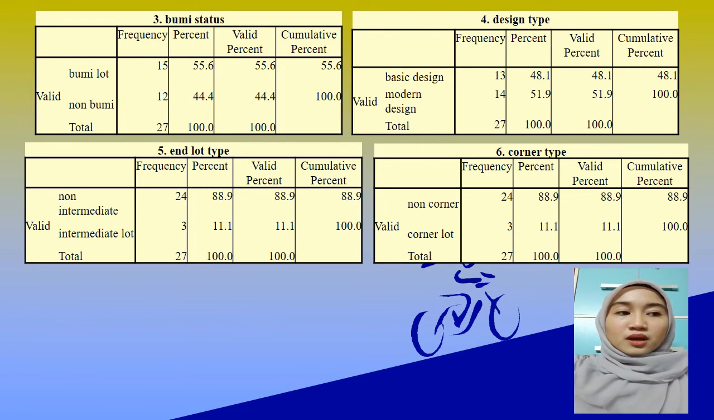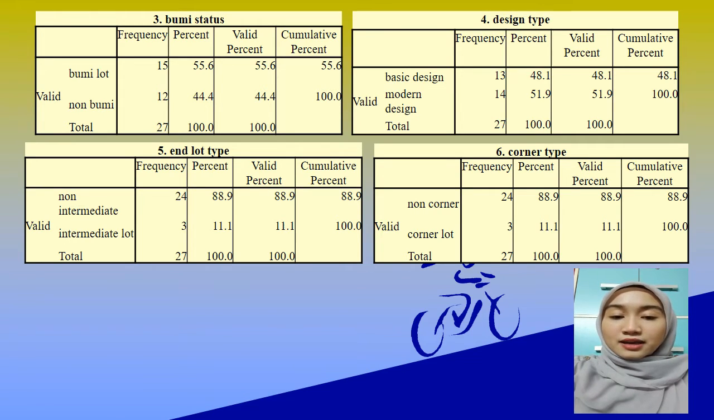Moreover, another variable, for the third frequency table, is the Bumi status. There are only 2 Bumi statuses, which are Bumi lot and non-Bumi lot. For the Bumi lot, the frequency is 15 with 55.6% valid percent and cumulative percent, while for the non-Bumi lot, the frequency shown is 12 with 44.4% valid percent, and the cumulative percent is 100. Between the two Bumi statuses, Bumi lot has a higher frequency than non-Bumi.